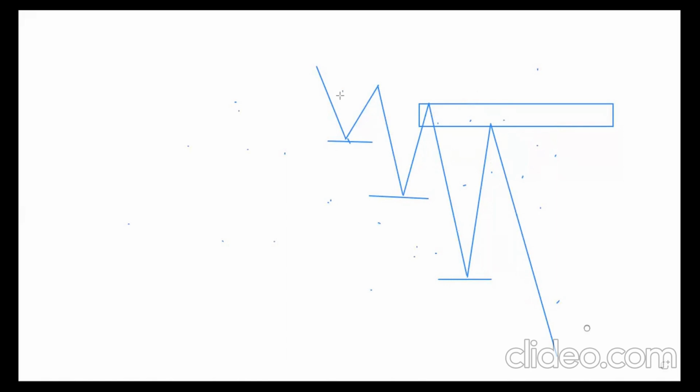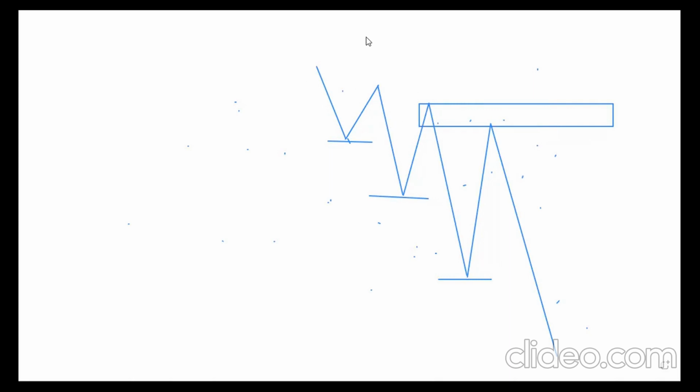I want to see a sharp rally, a sharp drop, and also a break of structure. Once I see a sharp rally, a sharp drop, and a break of structure, then this particular region is valid as a supply region. Hope you understand what I'm saying. It's considered as a supply region.